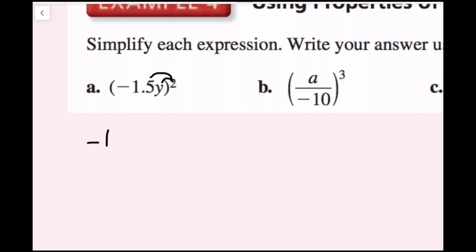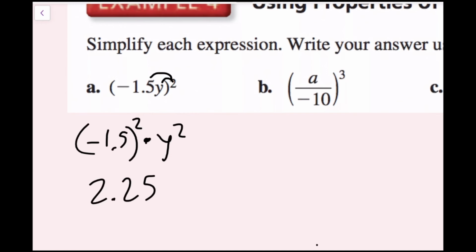So this is negative 1.5 squared times y squared. Y squared stays the same. Negative 1.5 squared, well, the negative is going to cancel because I have an even power here. Then 1.5 times 1.5 is 2.25. This is going to be 2.25. You could have done that out or on a calculator if you wanted. And now I have 2.25 y squared, and now we're done with this one.